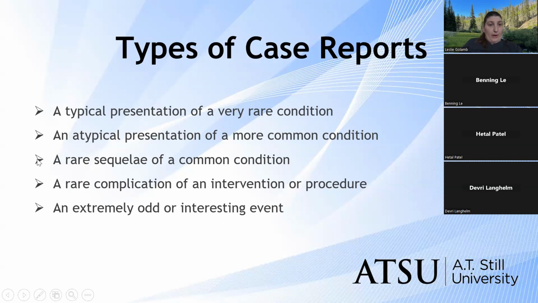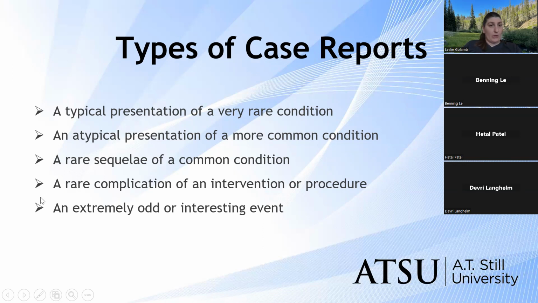The next one is a rare sequel of a common condition. These case reports usually outline the presentation of a common disease or complication that is rarely seen in patients with that disorder. These describe events to educate clinicians to remain vigilant for these unusual conditions. So somebody may have one disorder and then you have somebody come in presenting different symptoms of the same disorder, but they are common. So hopefully that makes sense.